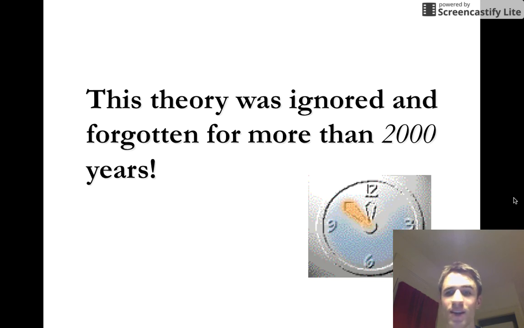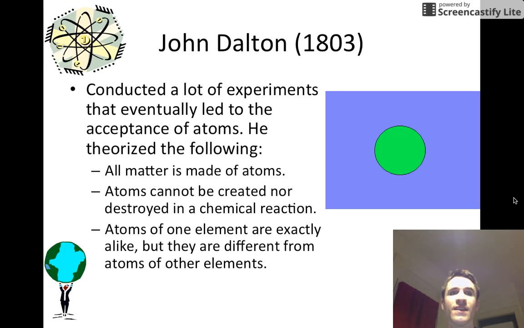2,000 years of history went by, no one paid attention to it until this guy named John Dalton. So John Dalton was around in 1803. He conducted a lot of experiments that eventually led to basically proving that atoms did exist. And he came up with the following three ideas. All matter is made of atoms. We've kind of already talked about that.